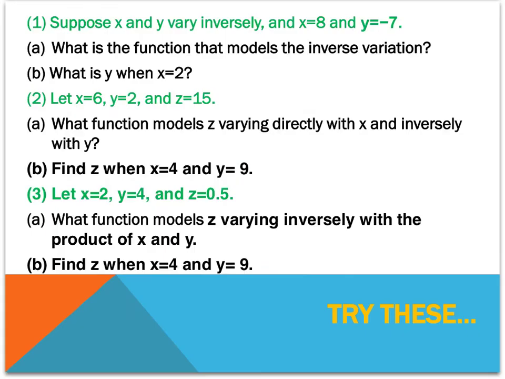So go ahead and give these a try. Each one you need to write the function that models the variation, and then you're going to find the missing variable given the other values in that function.